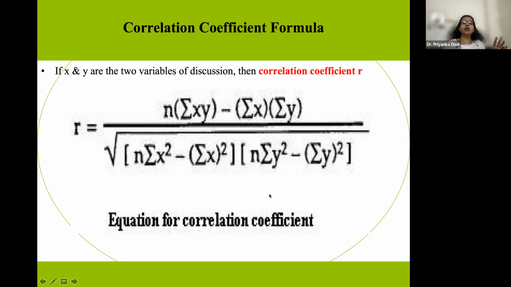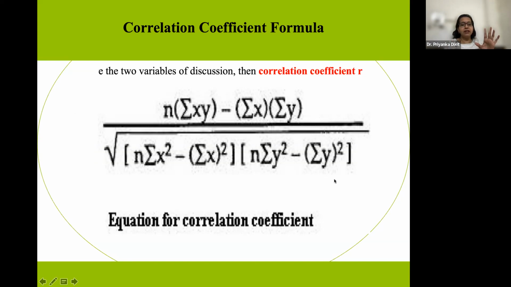Online there are a lot of calculators available. You just have to put the value of x and y, and you will get the answer. But in which condition, which type of variable we are going to use, it's your job. You have to identify whether we should apply chi-square or whether we should apply the correlation technique.